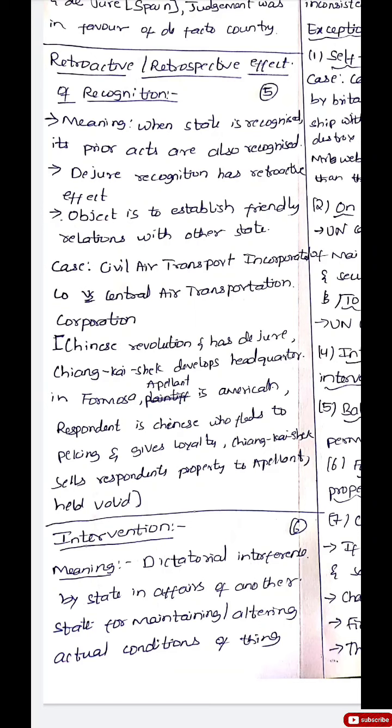The appellant in this case is an American company, and the respondent was Chinese. But after the revolution, he fled to Peking and took loyalty to Peking. Peking gave him citizenship and declared that all his property in China belonged to Peking now. But Chiang Kai-shek sold whatever property the respondent had in China to the American company. It was held that this sale of property was valid because it had de jure recognition. The next concept I will cover in the next video.